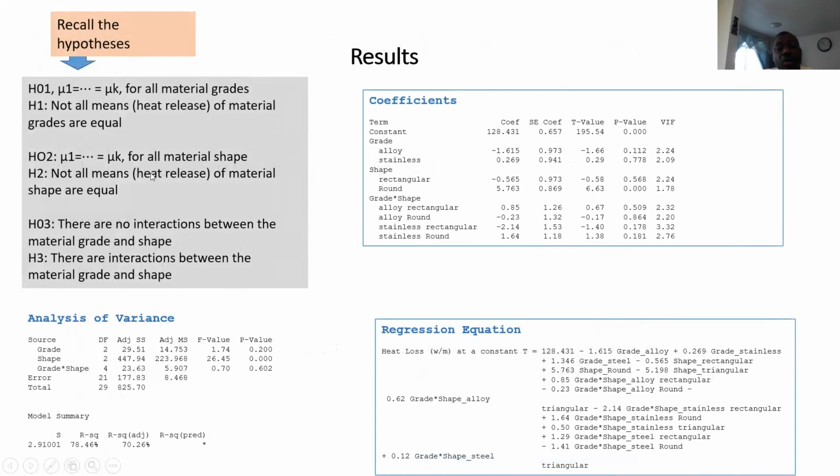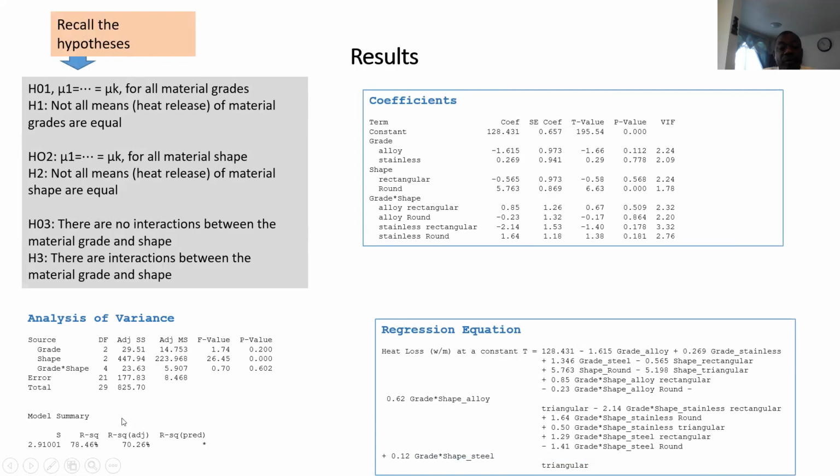So now recall our hypothesis here, and these are the results that we will try to interpret. From the analysis of variance point of view, we see that the grade had a p-value of 0.2, which is above our significance level. We saw that the shape had a p-value of 0, which is below our significance level, and the interaction had a p-value of 0.6, which is above our significance level. So out of these, we saw that the shape had an effect on the heat release, and that the grade did not, and that based on this combination, there was no interaction between these two variables.